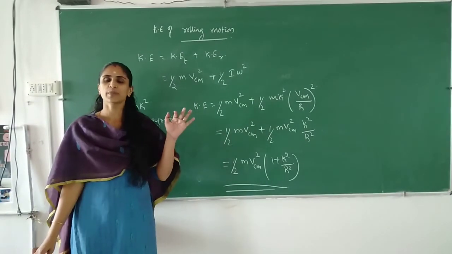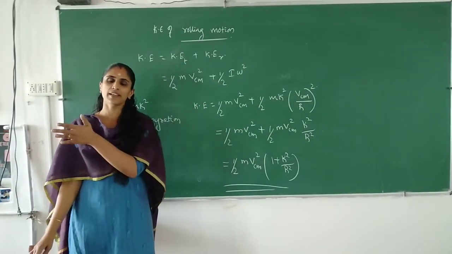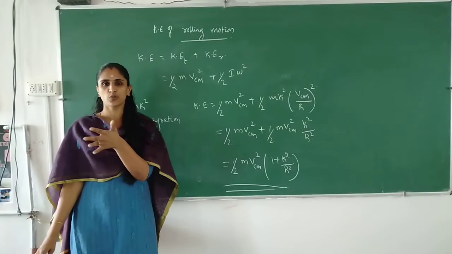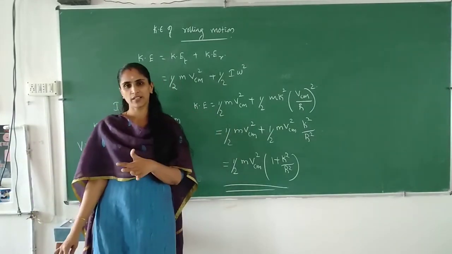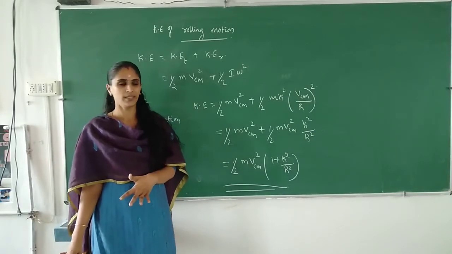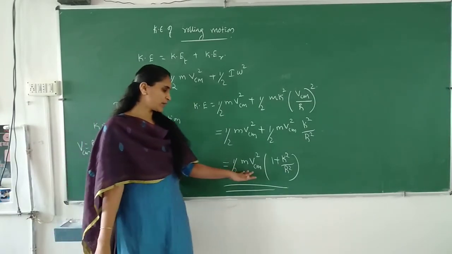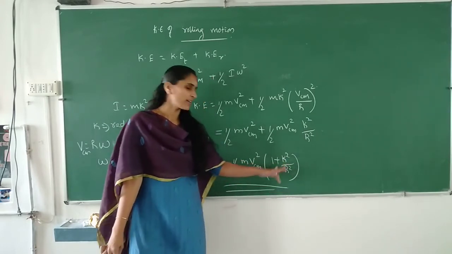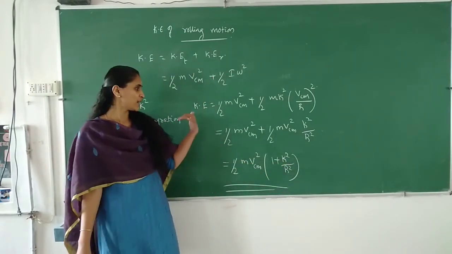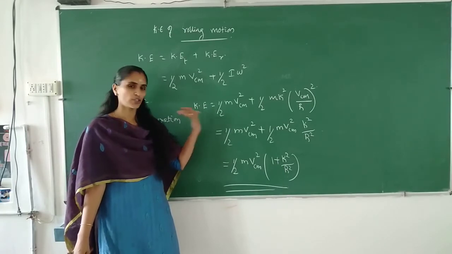Rolling motion means it will be rotating and it will always continue moving. That type of motion is rolling motion, both translatory motion and rotational motion together. Okay. So kinetic energy is given by half m Vcm square into 1 plus k square by R square, where k is the radius of gyration.